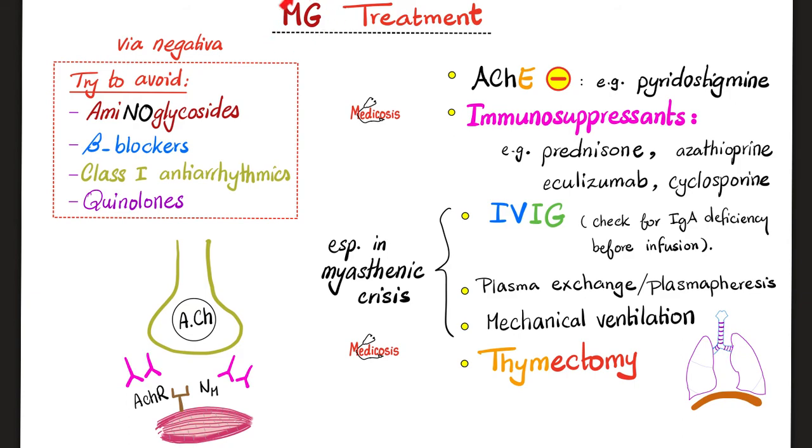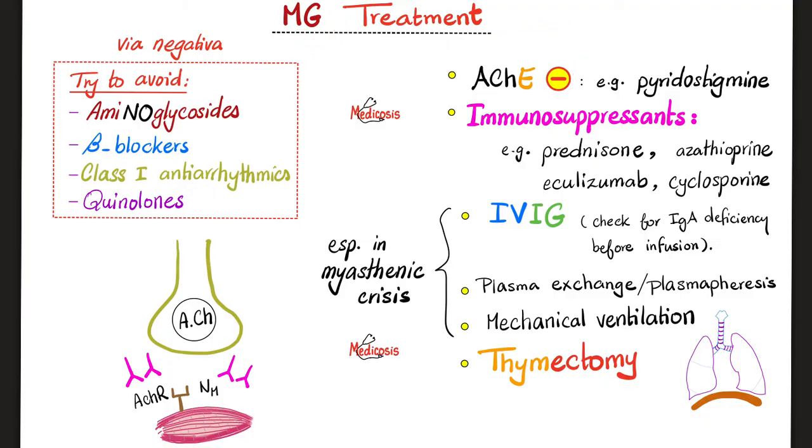How can we treat myasthenia gravis? First, via negativa before via positiva. Via negativa means what? What should I avoid? What should I not give? Try to avoid aminoglycosides, beta blockers, class 1 antiarrhythmics, and quinolone antibiotics because they make myasthenia gravis worse.